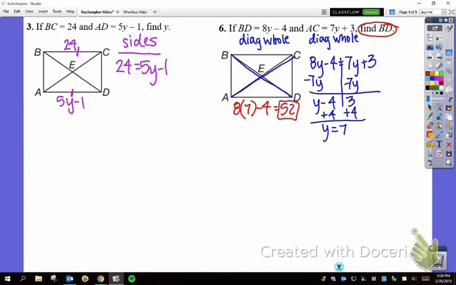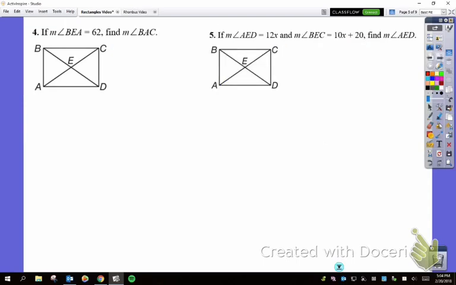Okay, so moving right along as we continue with our rectangles, now we're going to move into some angles problems. The most important thing with angles is that you trace it or you look at the vertex. Remember that your vertex is always the middle letter that we're talking about. So if we have angle BEA, then that means I'm talking about this angle being 62 degrees. Now we have to look at what they want us to find, and what they want us to find is the measure of angle BAC.